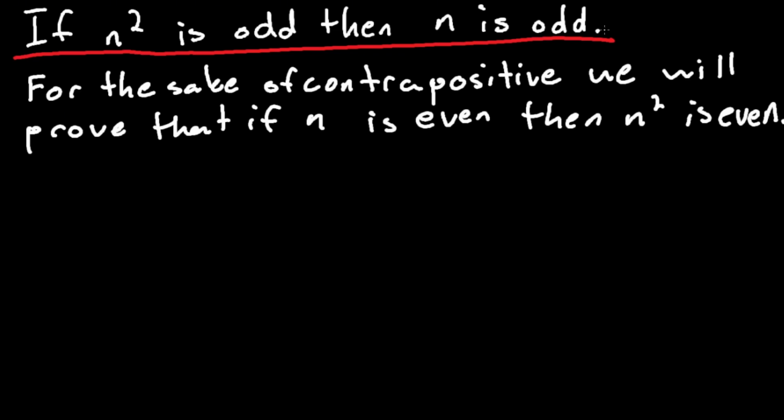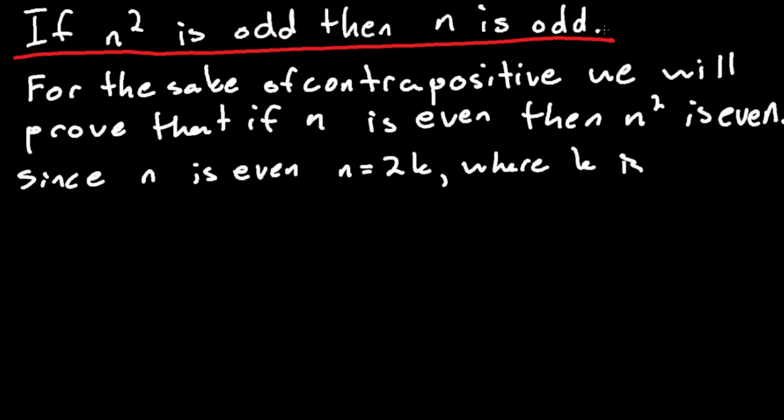After this, what do we do? Just like any even or odd proof, we know that n is even. So since n is even, n can be equal to 2k, where k is an integer. Any integer, right? This is the definition of even numbers: 2 times an integer is equal to that number n.